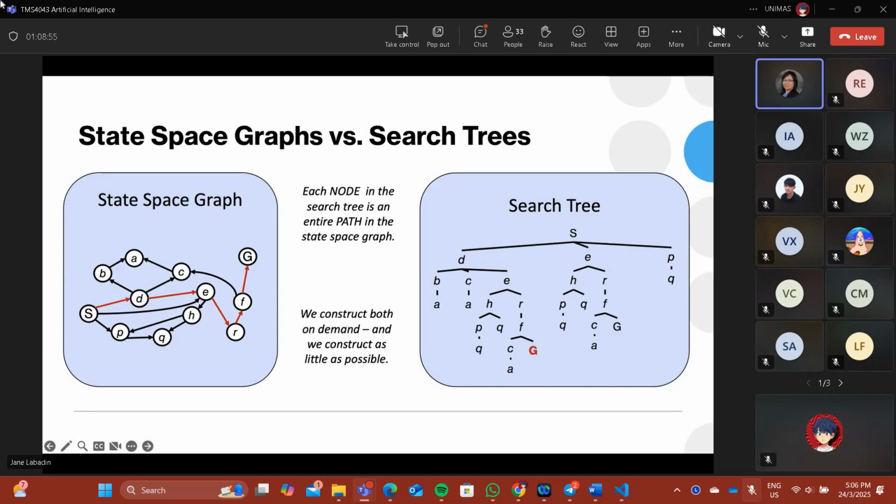How about this G here? The second G is S, E, R, F, G. So maybe this second G is more optimum. Yeah. If there's some length in the distance, then that could be your cost.